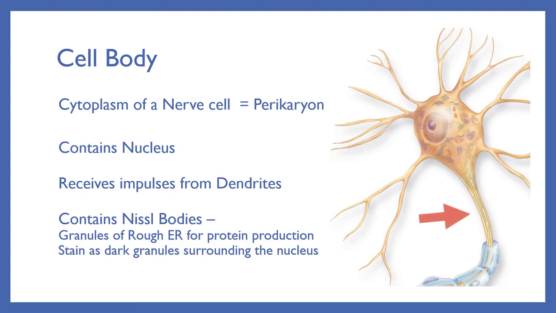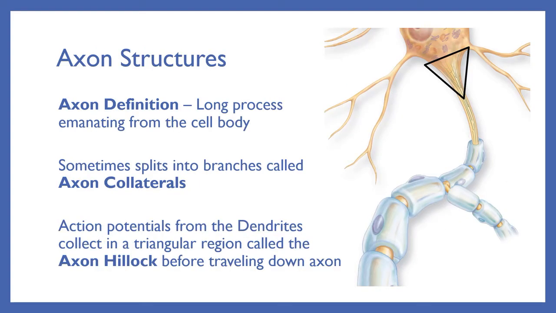Then we have the axon coming off of the cell body. The definition of an axon is a long process emanating from the cell body. Sometimes it splits into branches called the axon collaterals. Sensory input, which are called action potentials, come in from the dendrites to the cell body. There they collect in a triangular region called the axon hillock. Once enough of them gather in the hillock area, it sets off the action potential, which shoots down the axon.